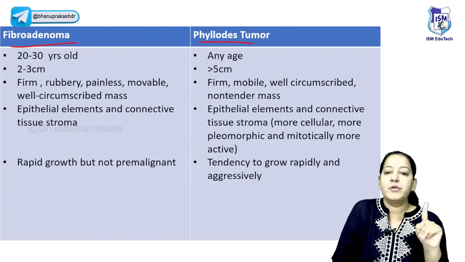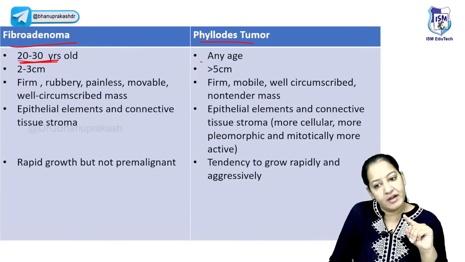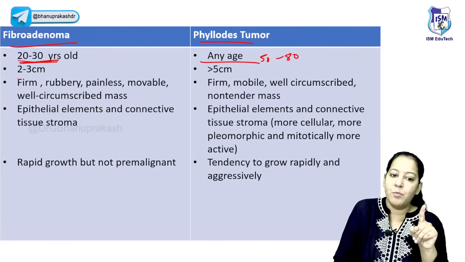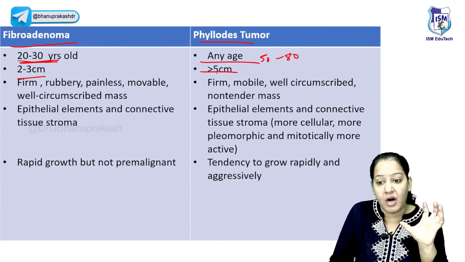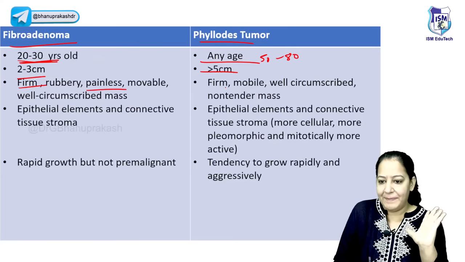Okay, I told you the fibroadenoma occurs in young females, 20 to 30. Phylloid occurs usually in old age, 50 to 80 years. Fibroadenomas are small, 2 to 3 centimeters. These ones are large, usually more than 5 centimeters. Okay, both are firm, both are painless.